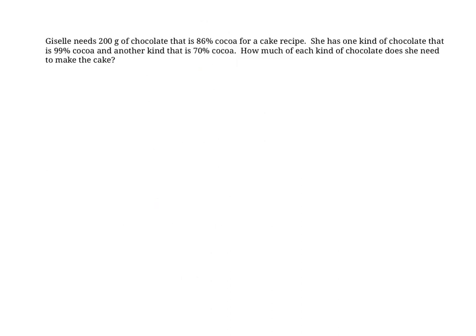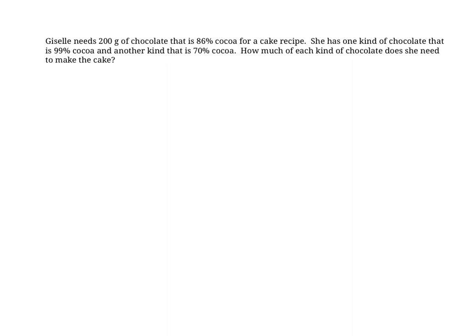Another common type of word problem involves the use of percentages. In this problem, Giselle needs 200 grams of chocolate, that is 80% cocoa, for a cake recipe. She has one kind of chocolate that is 99% cocoa and another kind that is 70% cocoa. How much of each kind of chocolate does she need to make the cake?